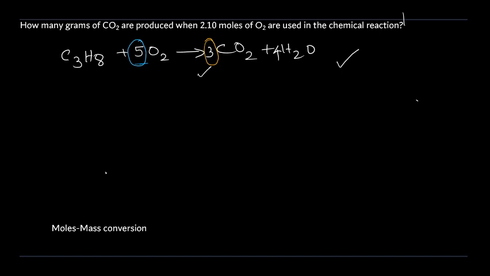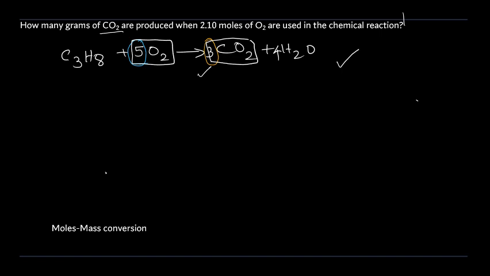And now we will see a conversion between mole to mass. How many grams of carbon dioxide are produced when 2.10 moles of oxygen are used in the chemical equation? C3H8 plus 5O2 gives 3CO2 plus 4H2O. So first I will see the compounds of interest here. How many grams of carbon dioxide? I will mark that carbon dioxide in my equation, and 2.10 moles of oxygen. I will look where oxygen is and I will mark that one. So these are the two compounds I am going to relate, and we will find the relationship between them.